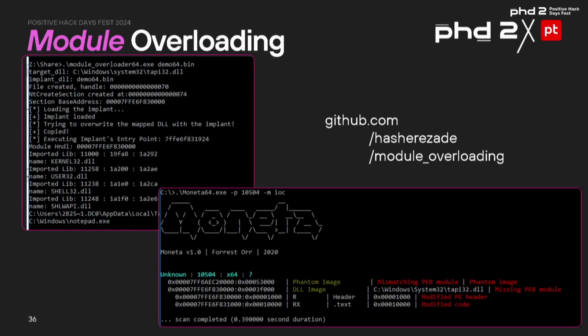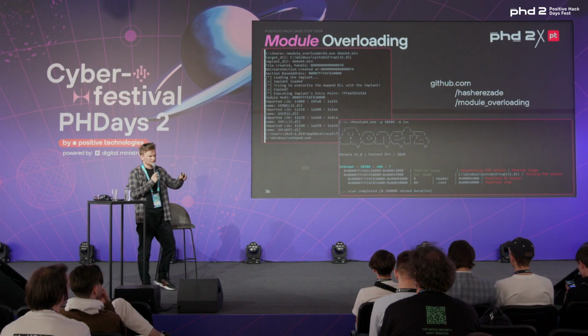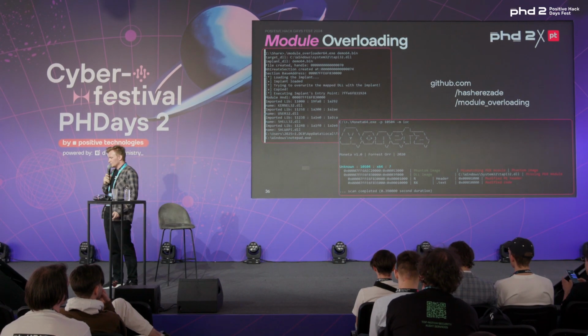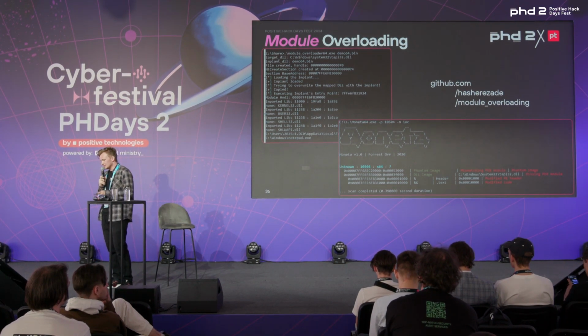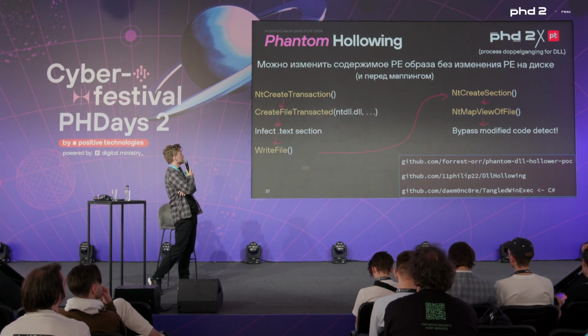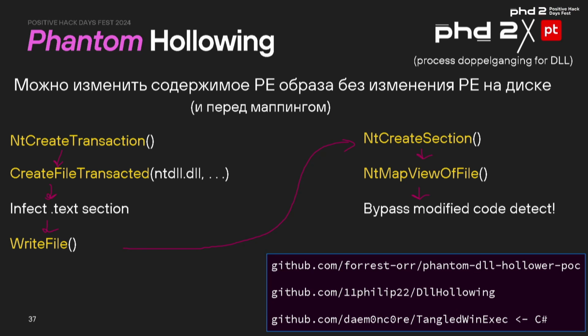Module overloading is a little bit more sophisticated. Here we record the whole library in the memory. We just replace one with the other one. So we have a proof of concept of this with Scheherazade. Well, this is not rocket science. You just get the library address, and this works pretty well. And now we are talking about a really interesting thing to bypass this modified code, and it's called phantom hollowing.